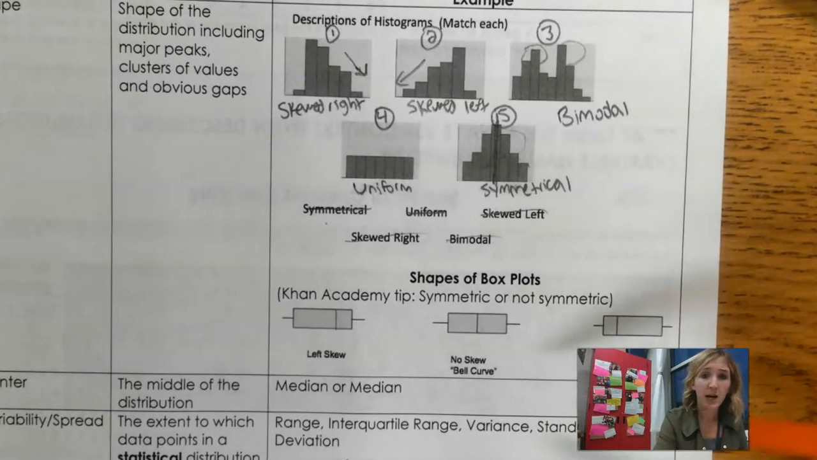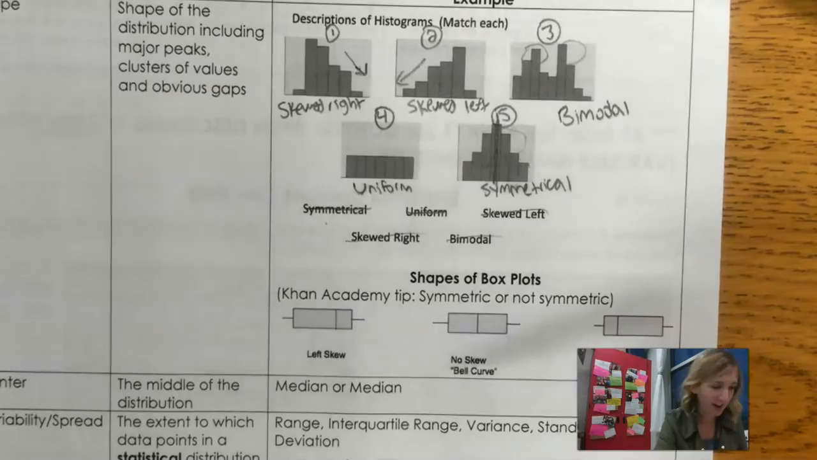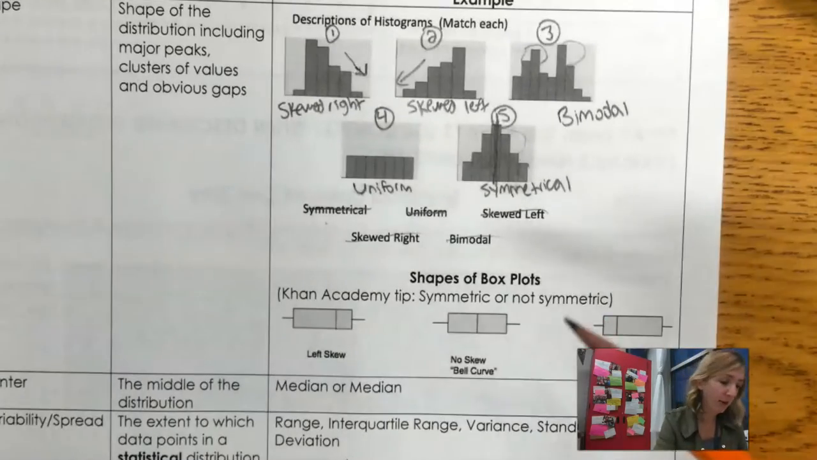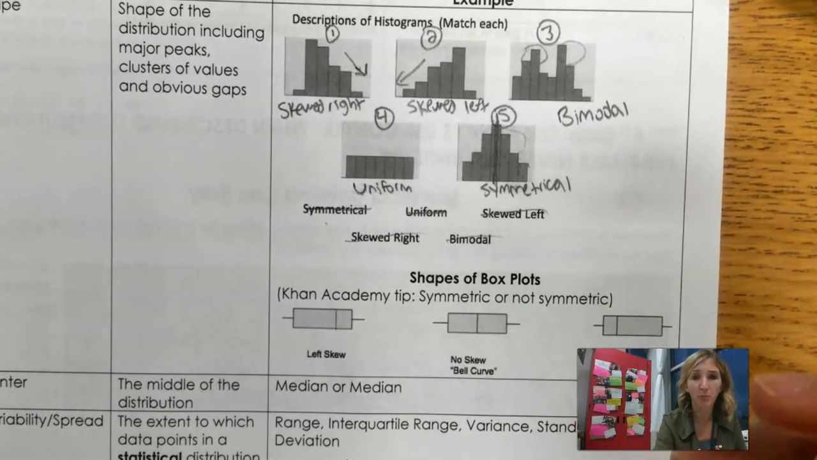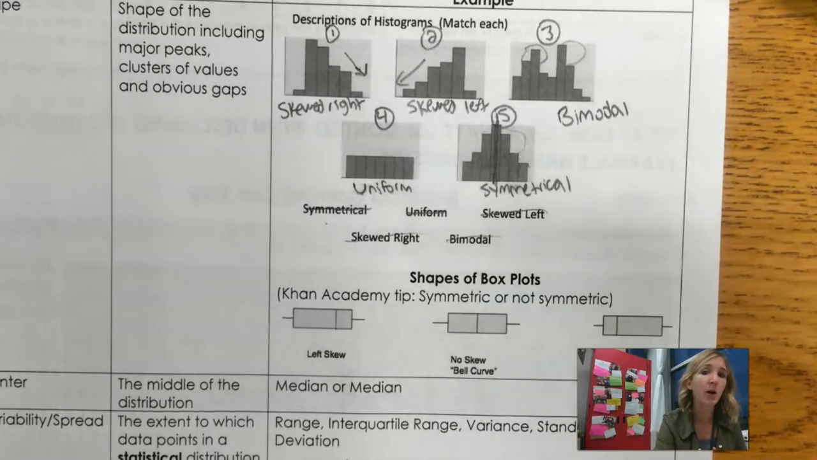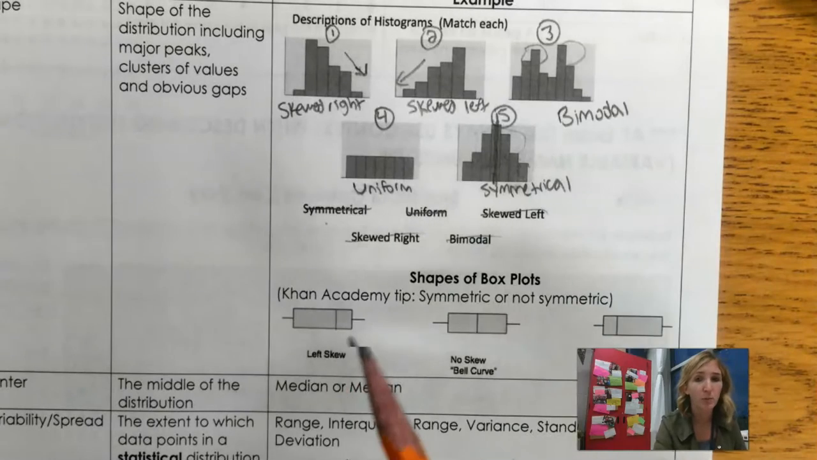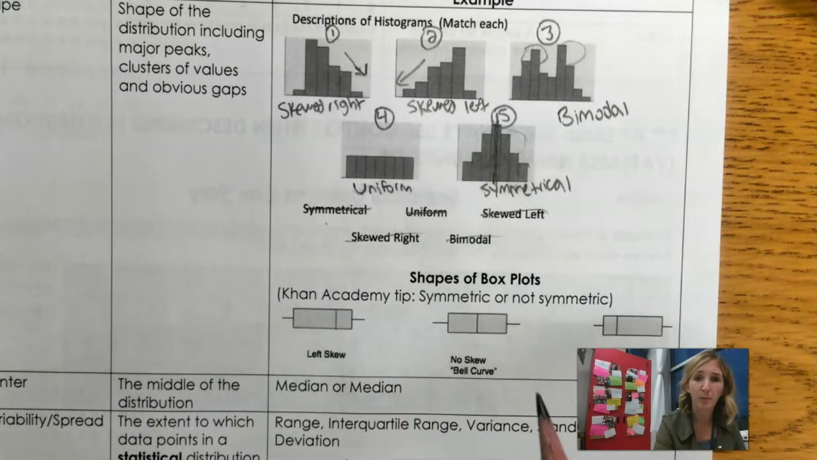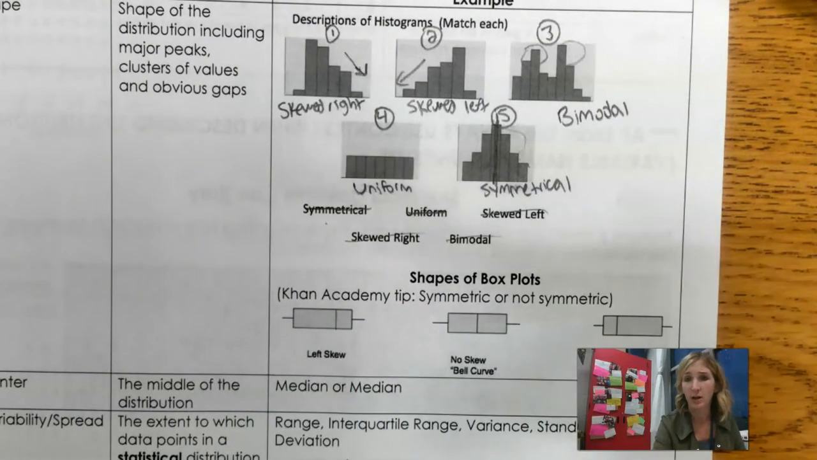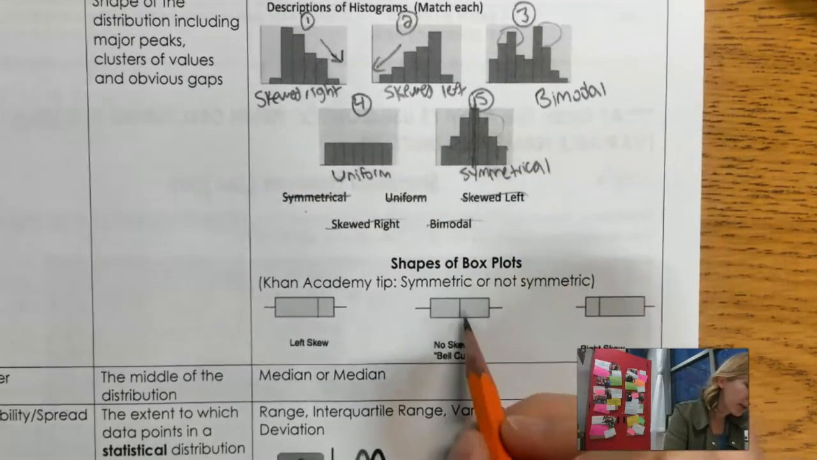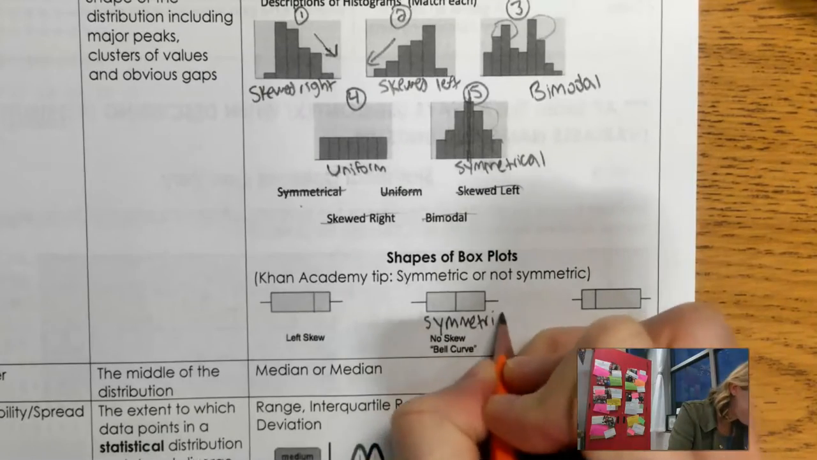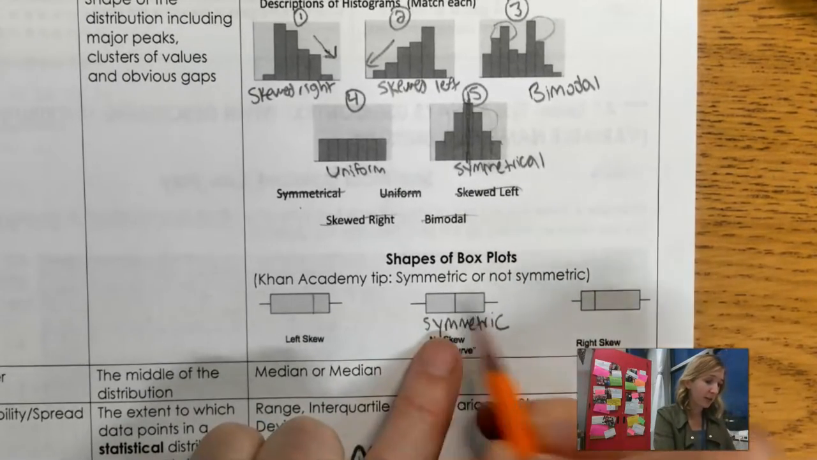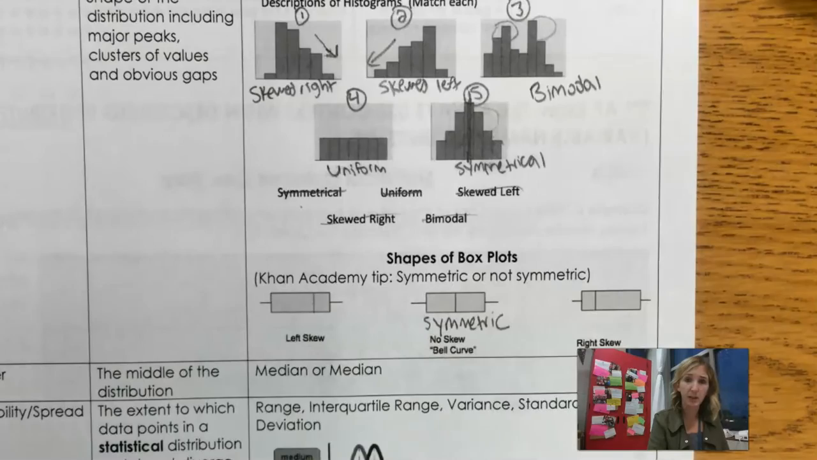Box plots we have not talked about yet, but remember I promised you that I was going to do the Khan Academy work before I assigned it to you, and I realized that there are some questions on box plots. We're going to dive deep into box plots in a little bit, but for now, for this Khan Academy, it's super simple. When you're describing the shape of a box plot, it's either symmetric or not symmetric. So looking at this, you can see how there's no skew, or this is symmetric, because the line is right in the middle and both sides look relatively equal.